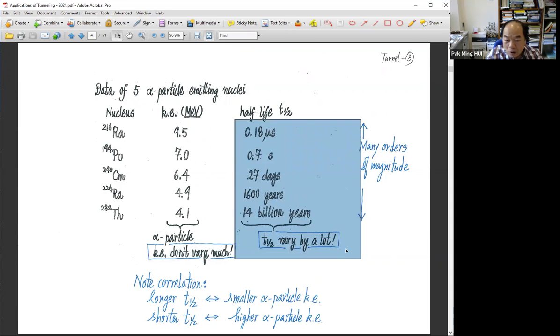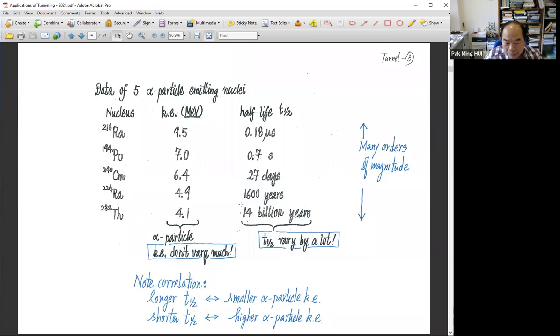This number goes from microsecond, 10 to the minus 6 second, to thousands of years, even to billions of years. That is longer than the universe lifetime. Okay, that means you keep on waiting. Occasionally you see one or something like that.